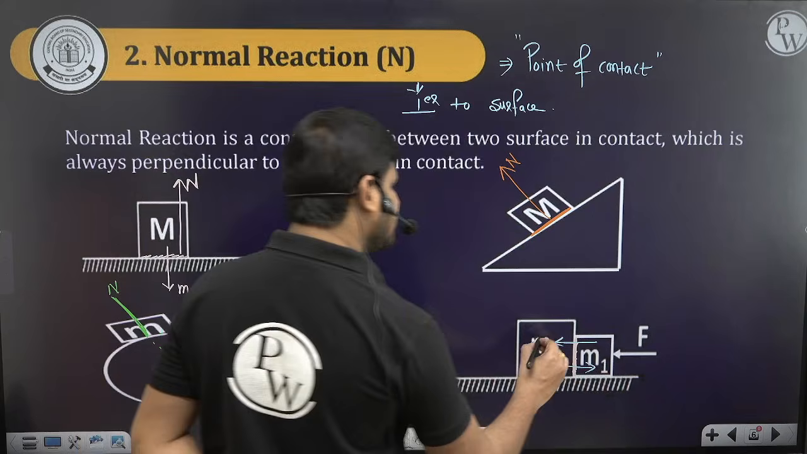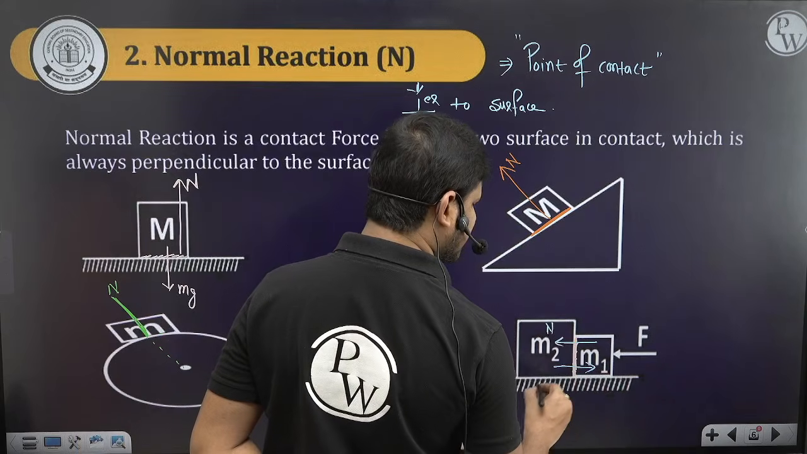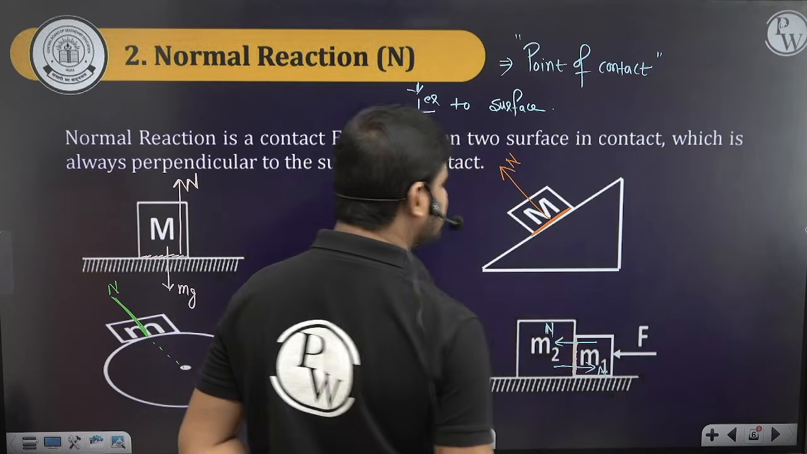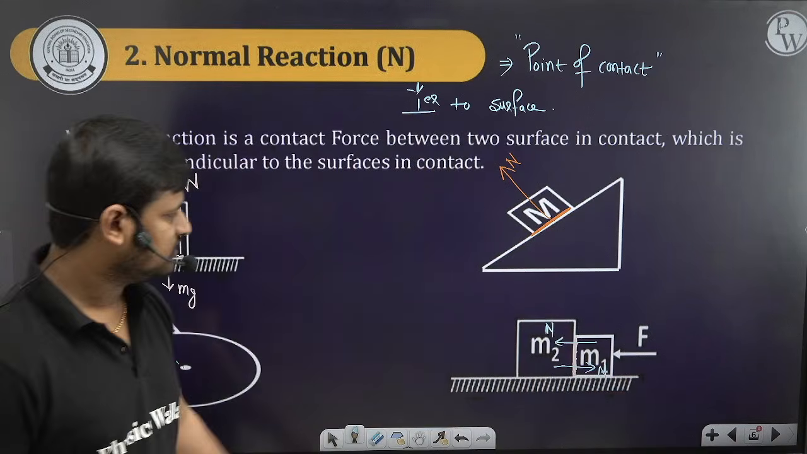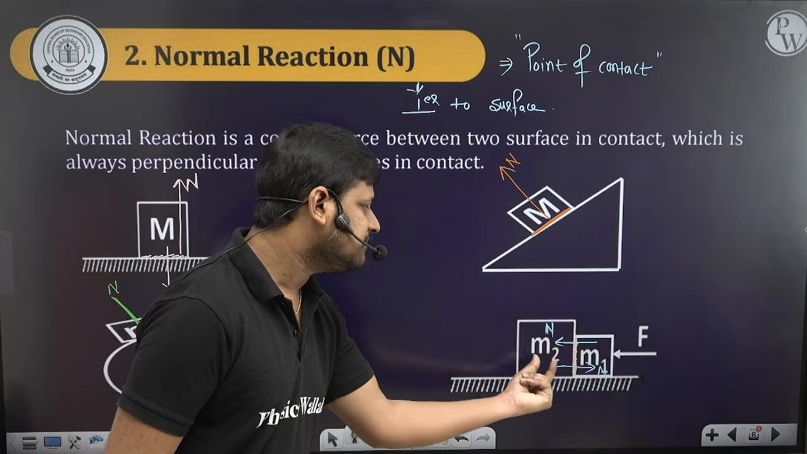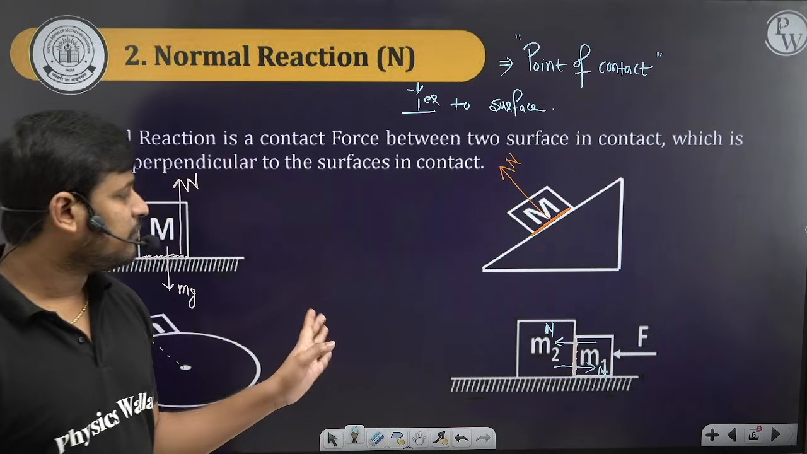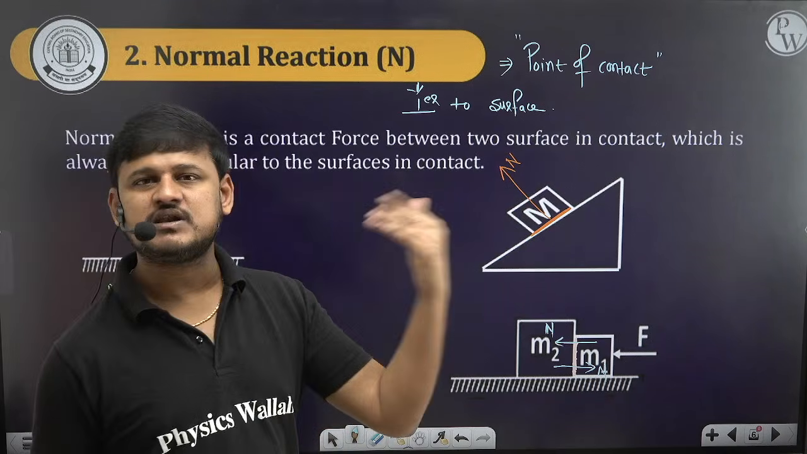So this is a normal. Let it be N. So then equal normal force it exerts on the M1. M1 exerts N, then M2 exerts N. Clear? Understanding? So if the point of contact changes, the normal reaction changes.